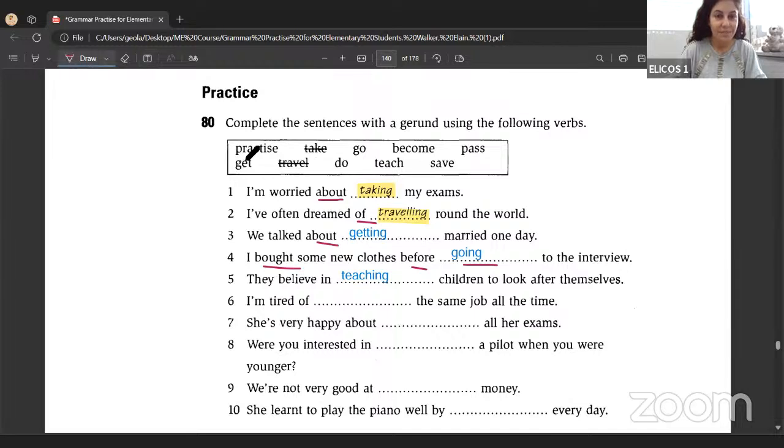Becoming, no. Practicing, teaching. So they believe, that's our preposition, in teaching children to look after themselves. So we don't know who they is, maybe a school or something. So this school believes in teaching children. That's the action that we want to do to this noun. We want to teach children what? To look after themselves. Okay, good. So that's teaching. Deepa, number 6.